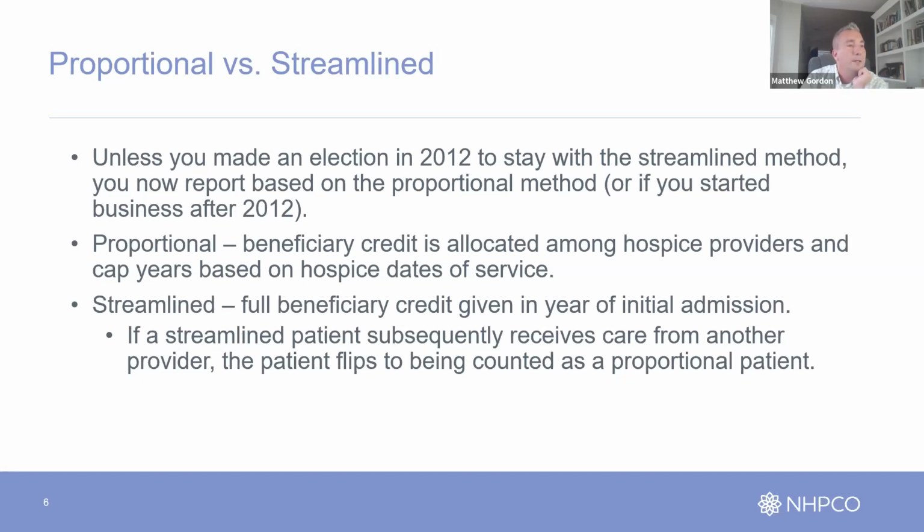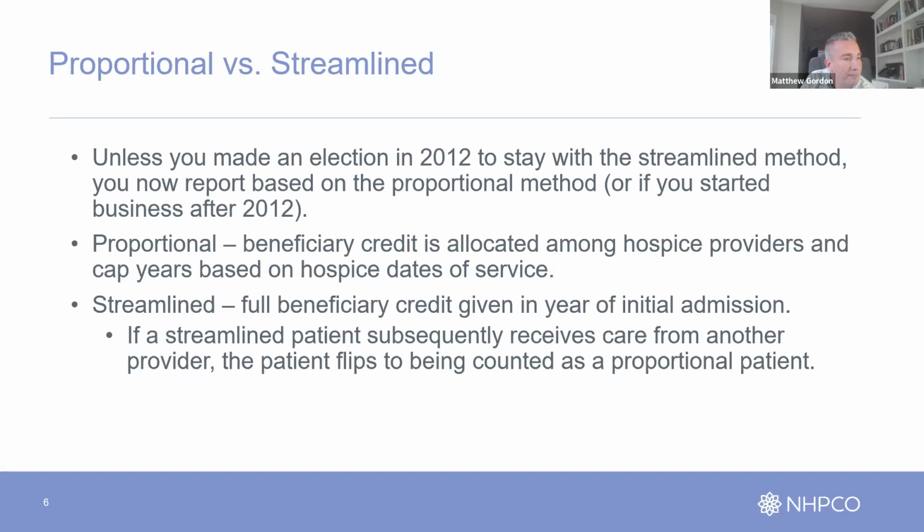Proportional versus streamlined. The vast majority of you are going to be proportional measuring CAP hospices. That means that your CAP credit is prorated across all the days of service of that patient. If it crosses over multiple CAP years, your CAP credit is also allocated across multiple CAP years. If you started business after 2012, you're automatically a proportional hospice. If you started before 2012, you would have had to make a special election in 2012 to maintain your status as a streamlined hospice, which was the old way of measuring CAP. And that honestly was a lot simpler.